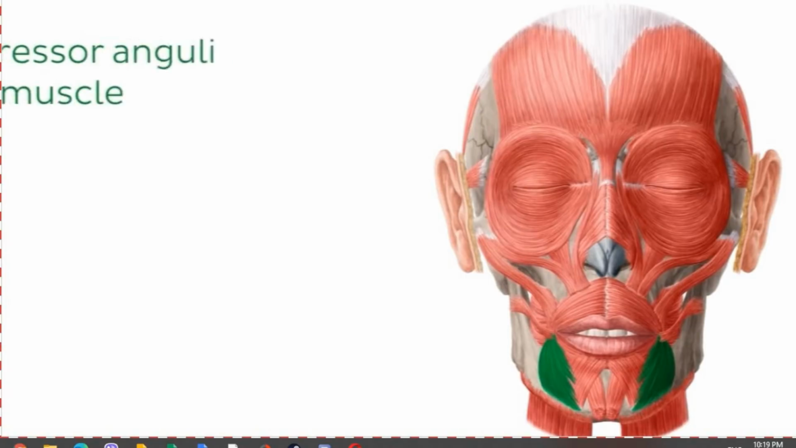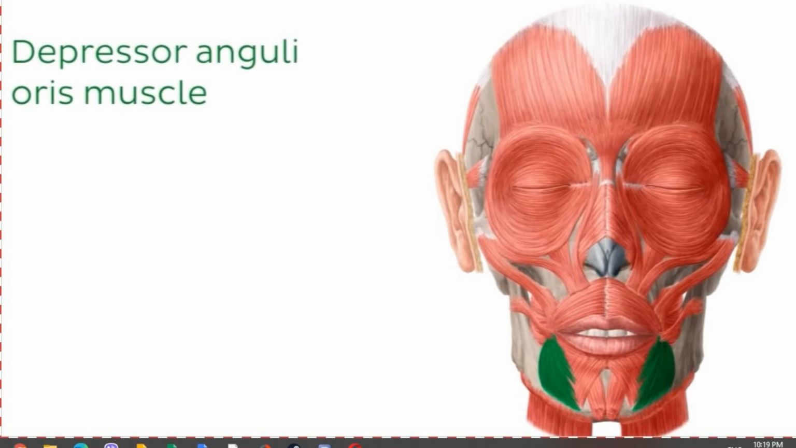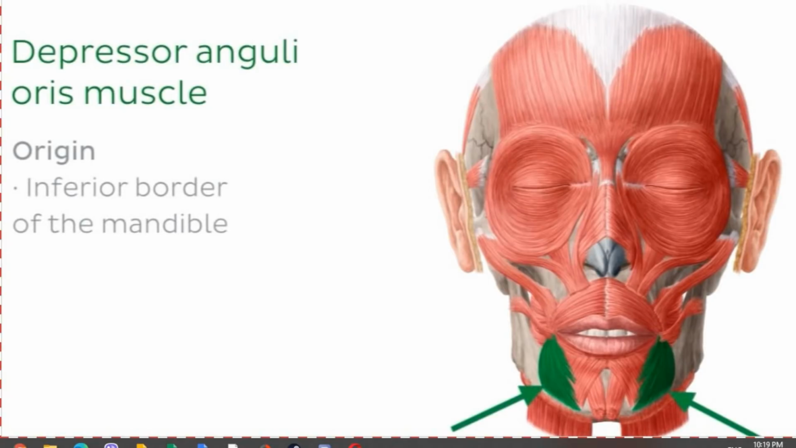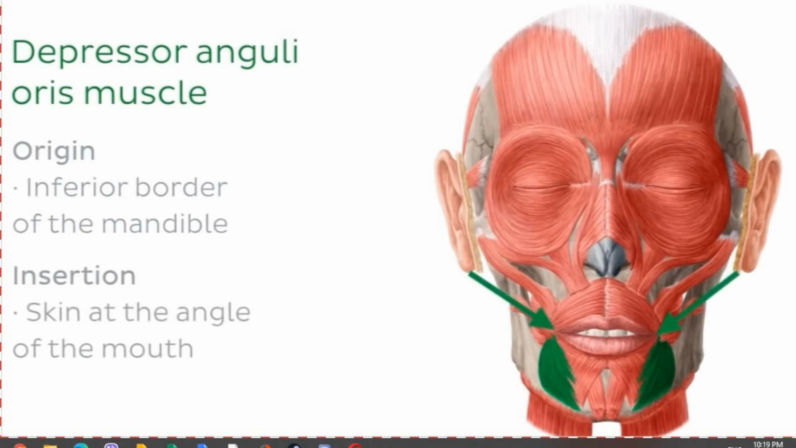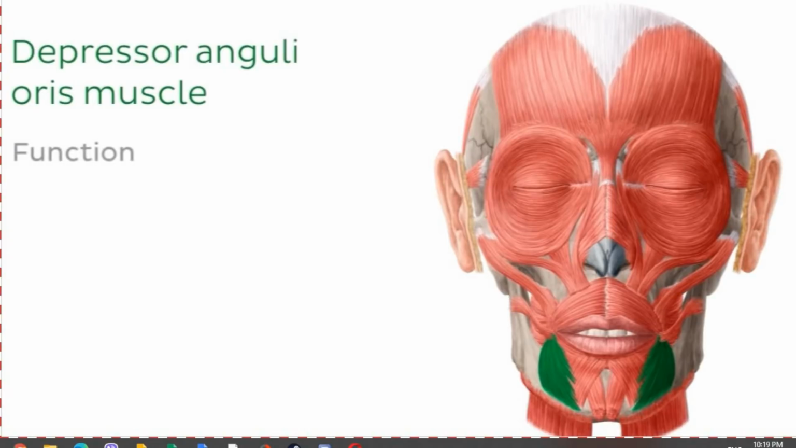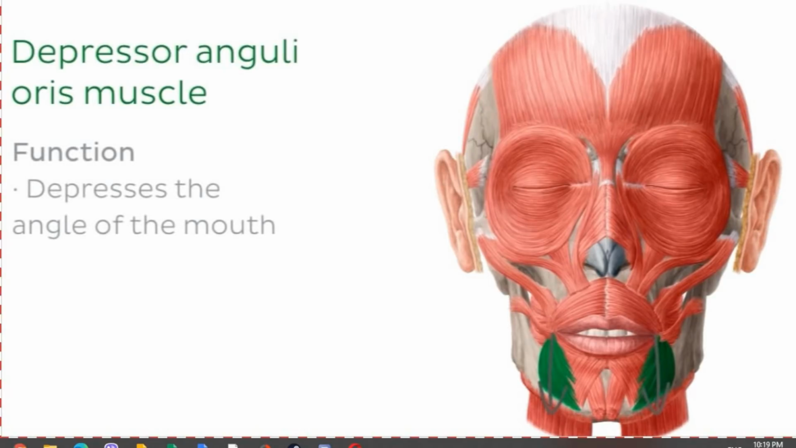The depressor anguli oris muscle also belongs to the oral group of muscles of facial expression. This triangular-shaped muscle has its origin on the inferior border of the mandible. It inserts into the skin at the angle of the mouth. As the name suggests, the contraction of this muscle depresses the angle of the mouth, for example, when frowning. It is also innervated by the facial nerve.